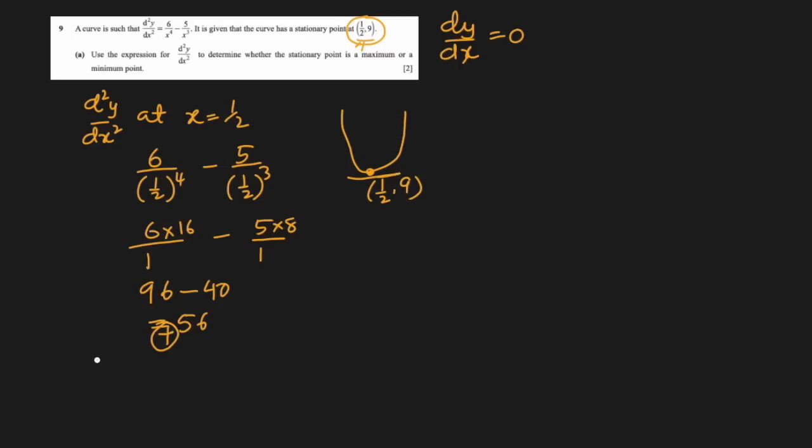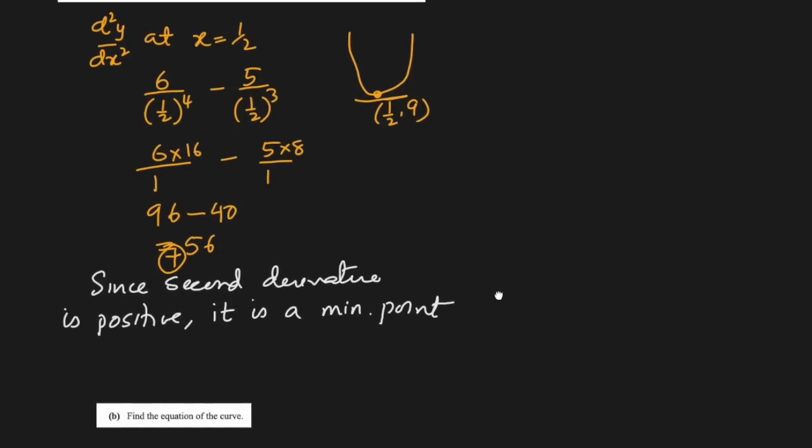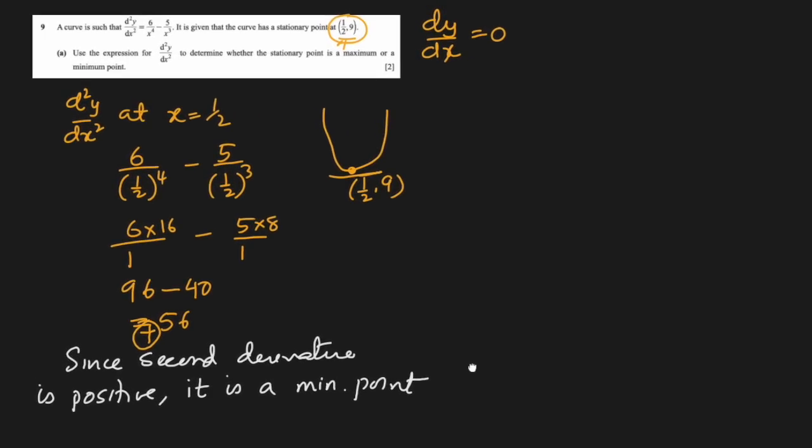So we will write, since the second derivative is positive, it is a minimum point. All right. Now, we have the second part also. Find the equation of the curve. That's the question. Find the equation of the curve.